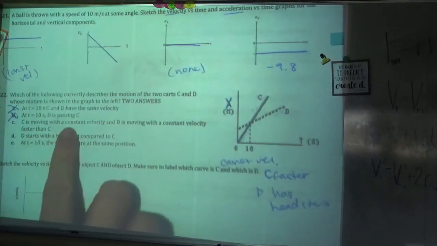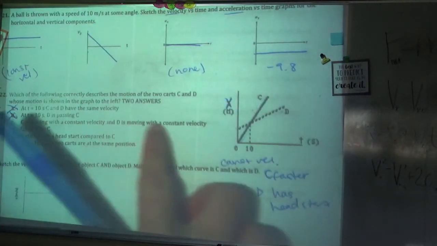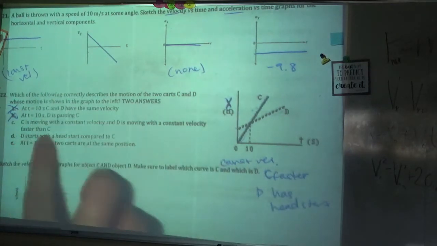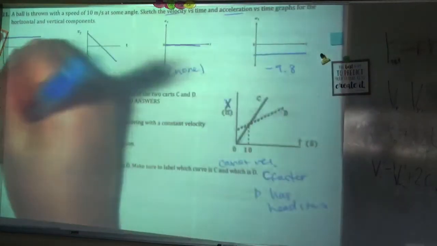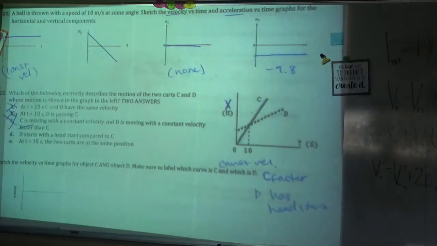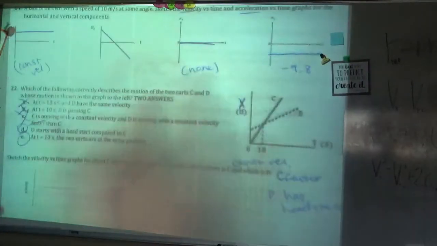C is moving with a constant velocity, yes. D is moving with a constant velocity, yes. Faster than C, no, D is slower, so that's not true. And it says two answers, so that means D and E. But we can talk about why.